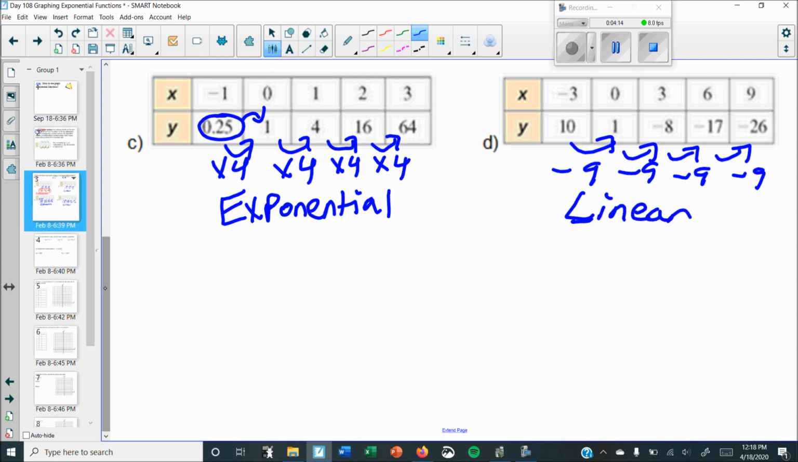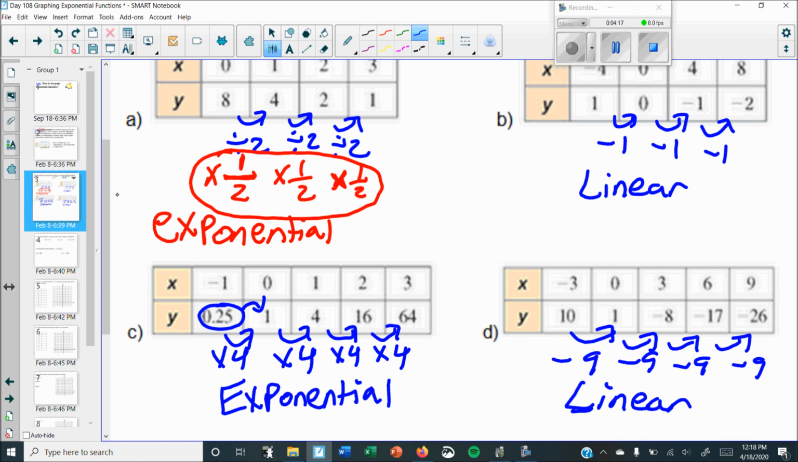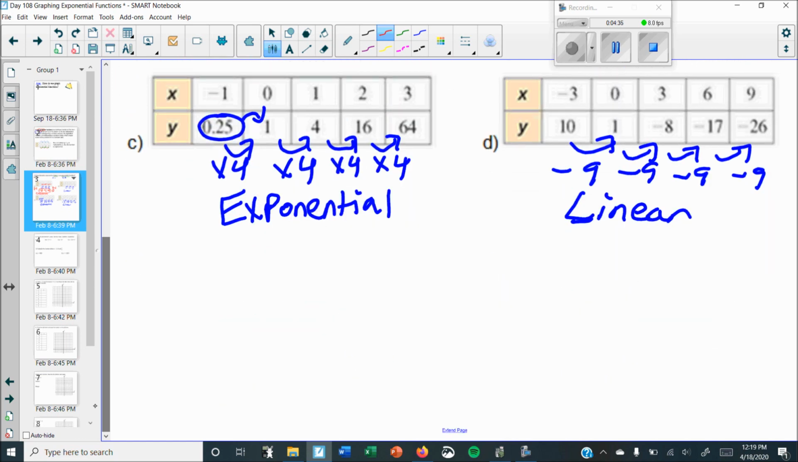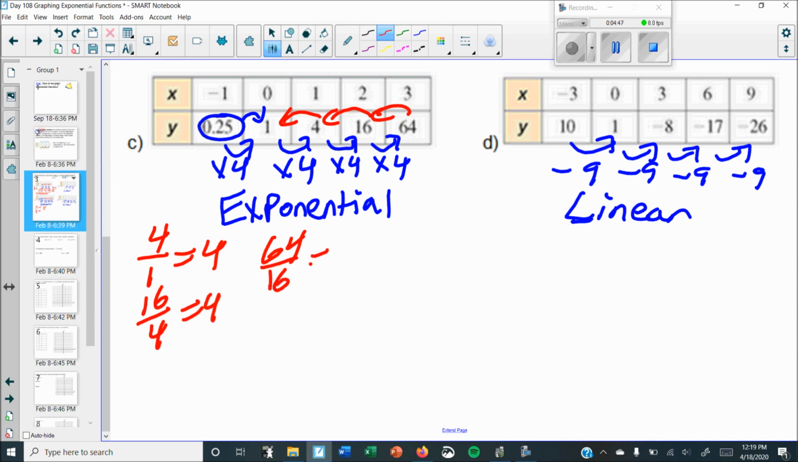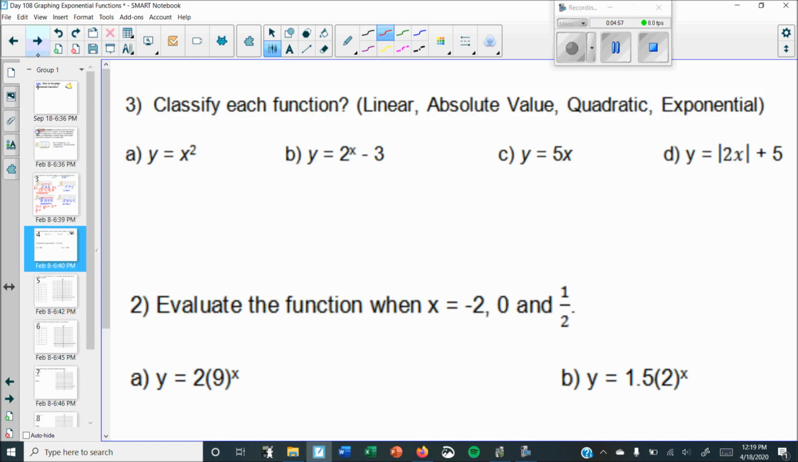Now going back to the exponential ones, let's say you didn't know what it was multiplying by. All you have to do is take the second number and divide it by the first one. What's 4 divided by 8? A half, or 0.5. What's 2 divided by 4? A half. What's 1 divided by 2? Guess what that is? A half. Same thing you could do here. Just take the second number divided by the first one. 4 divided by 1 is 4. 16 divided by 4 is 4. 64 divided by 16 is 4. 1 divided by 0.25 is 4. So if you notice, they're all 4. Okay?